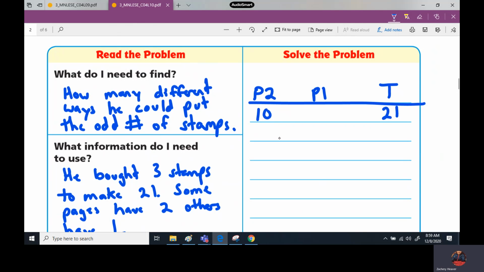10 times 2 makes 20. Now, I got to make 21. So 20, I need one more. So 1 times 1 makes 1. So I could have this. This is a way. Let's try 9.